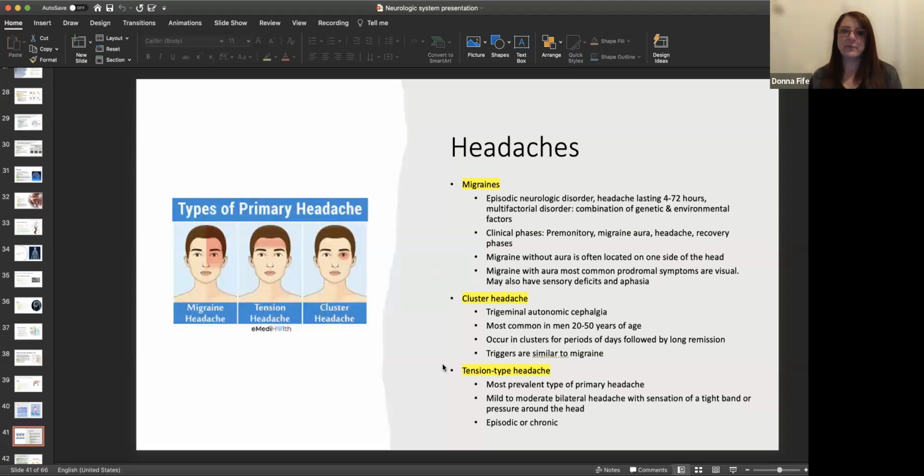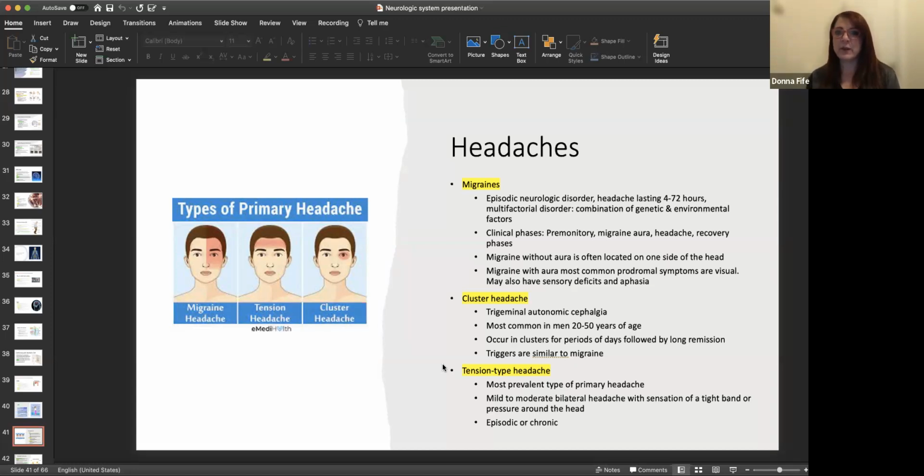Headaches, we have migraines, cluster headaches, tension type headaches that we're going to talk about. Migraines are an episodic neurological disorder. It's a headache lasting 4 to 72 hours. They're a multifactorial disorder, a combination of genetic and environmental factors. There are clinical phases of a migraine: premonitory, migraine aura, headache, and the recovery phase.